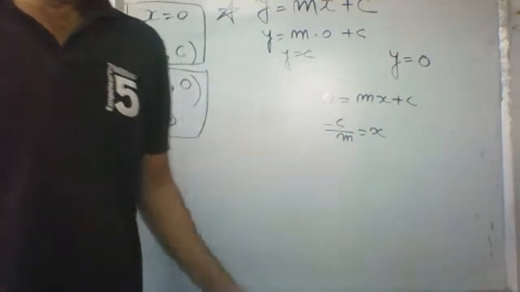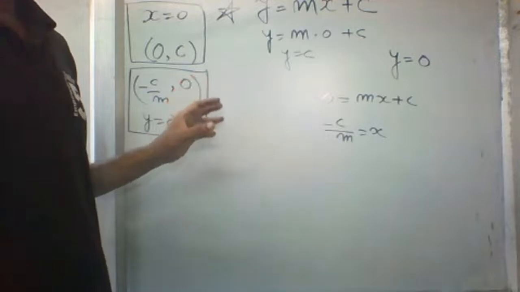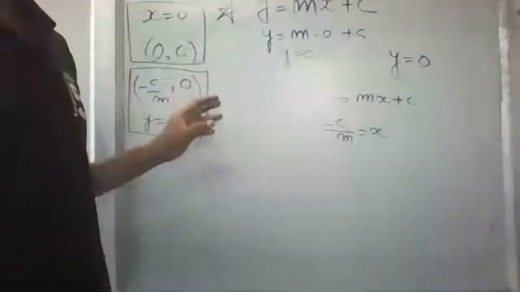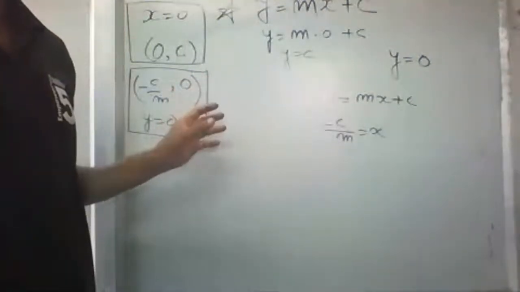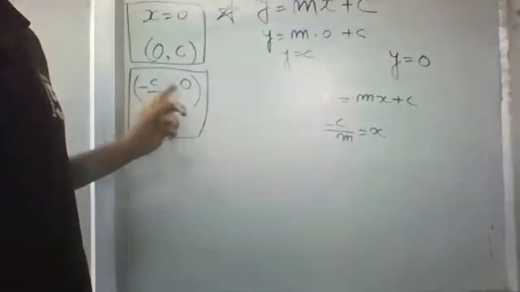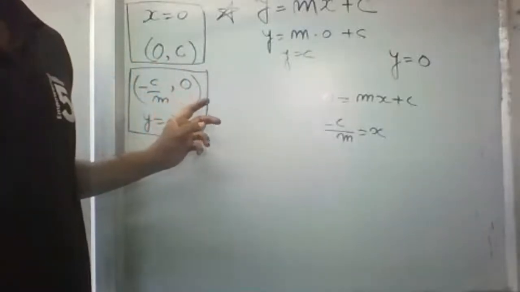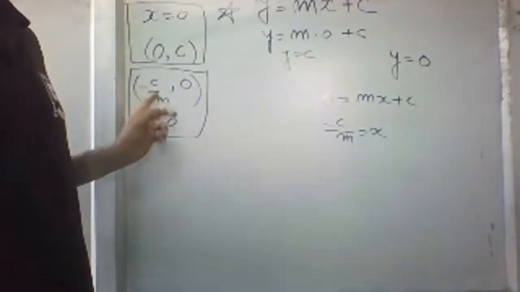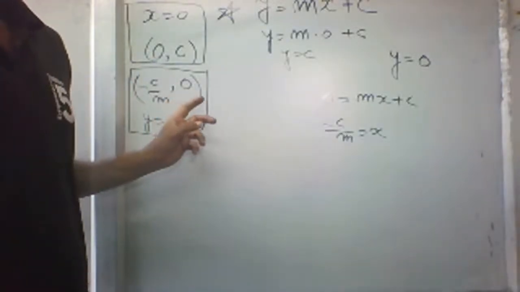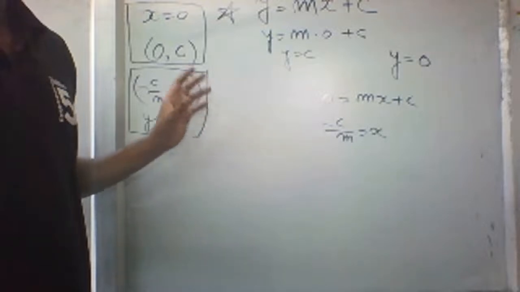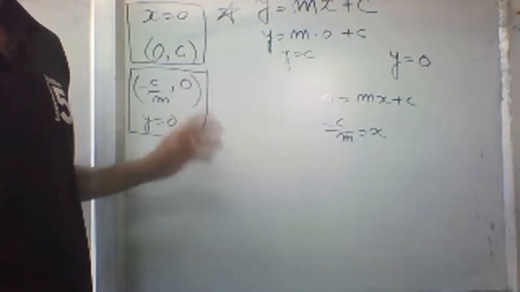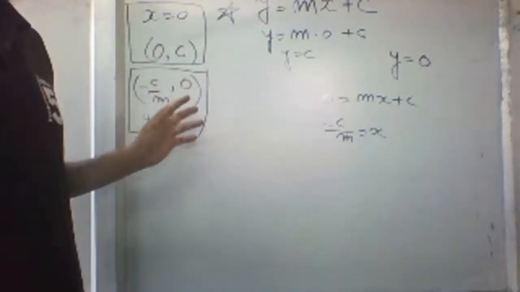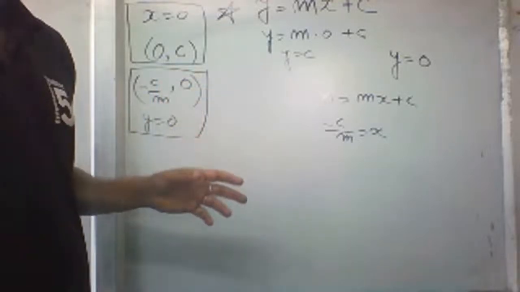Now, plotting the point (0, c) and this point, joining them as a straight line, we get the graph. When we join these two points, the straight graph we form is called y is equal to mx plus c.